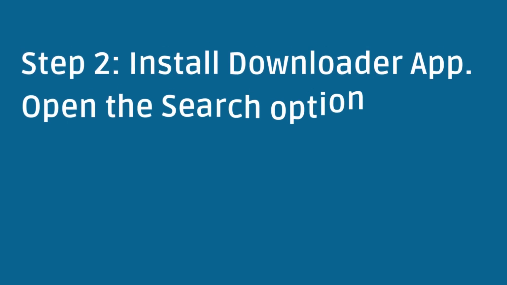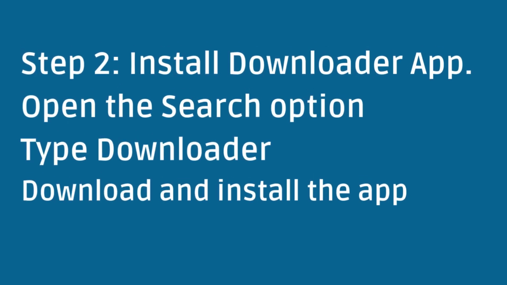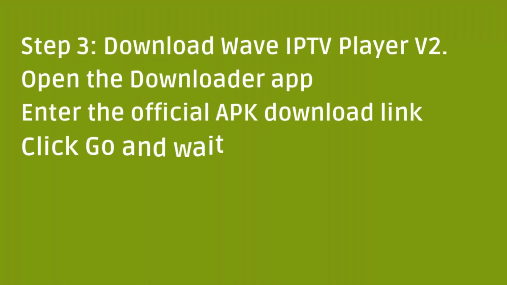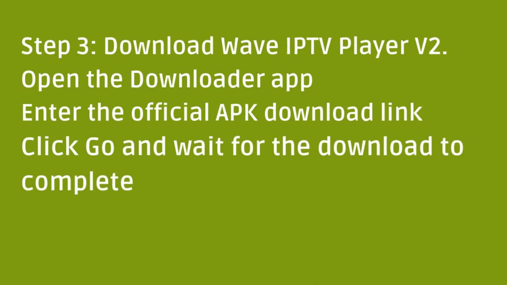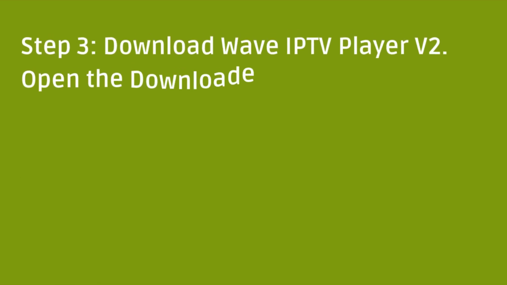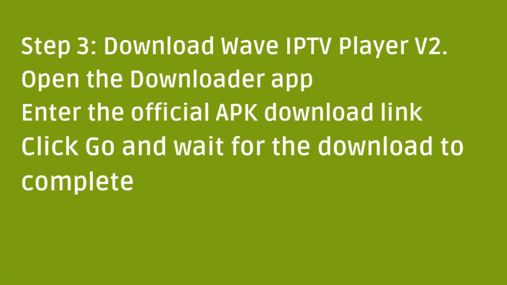Step 2. Install Downloader app. Open the search option, type Downloader, download and install the app. Step 3. Download Wave IPTV Player V2. Open the Downloader app, enter the official APK download link. Click Go and wait for the download to complete.